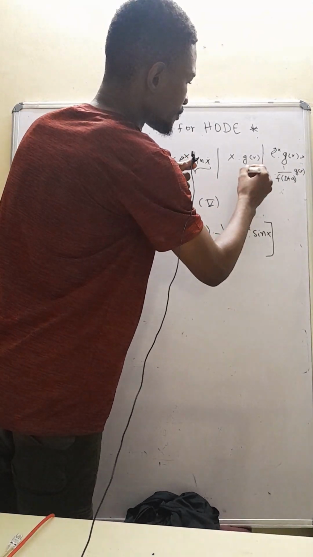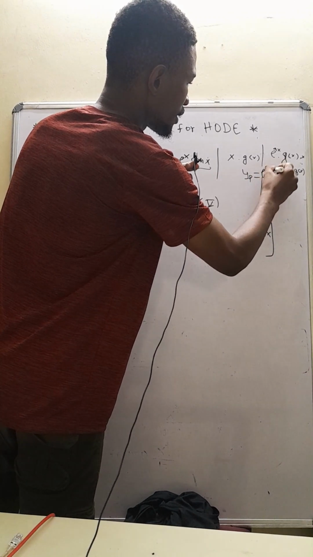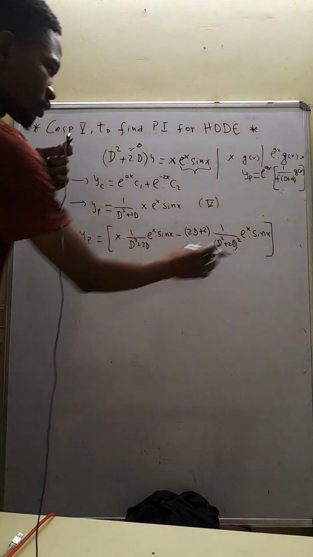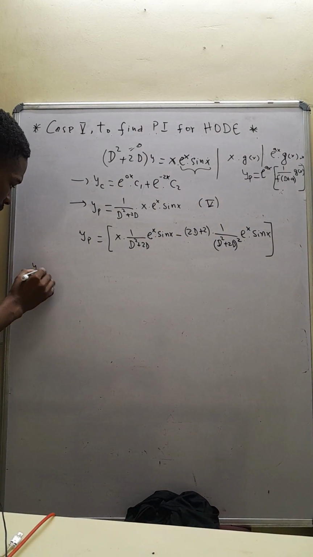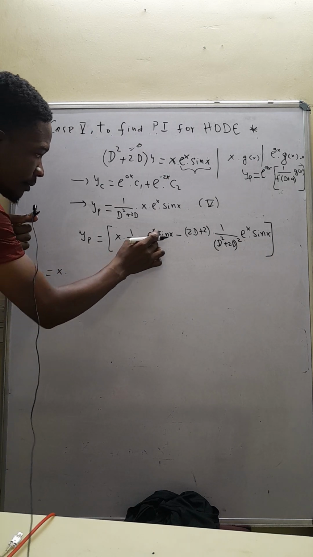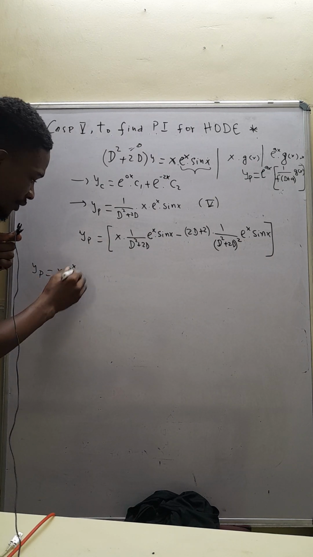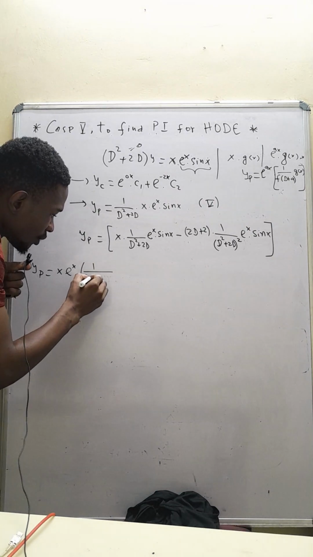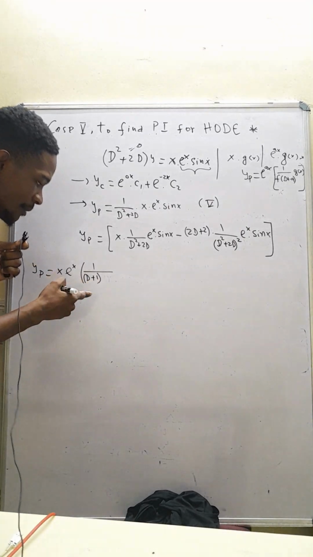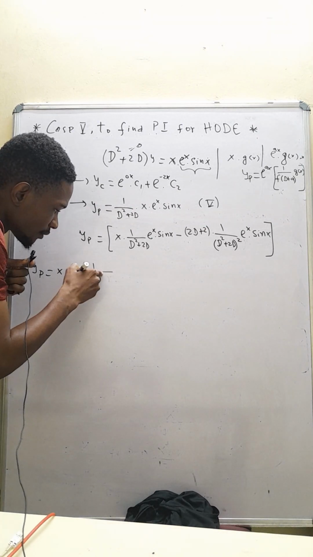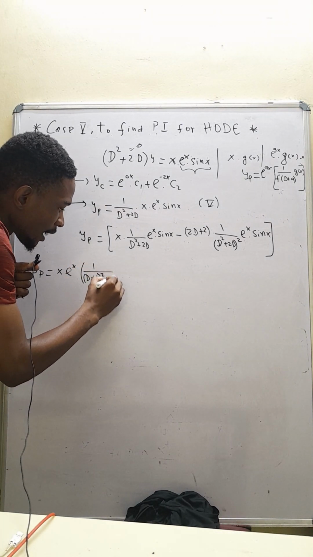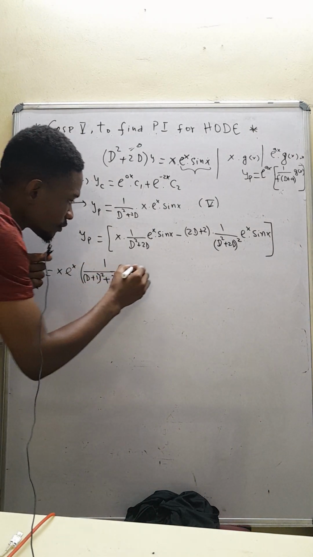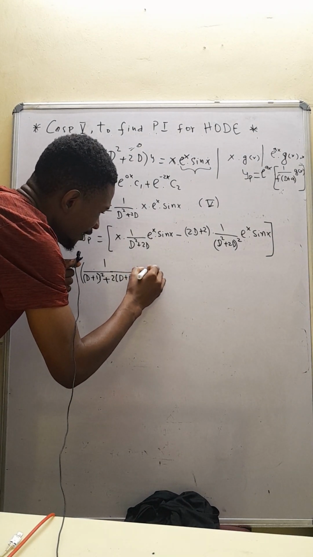Put Euler out of the problem. Put this guy out of the problem. This is what we are going to do here. So yp will be x times Euler, then it will be 1 upon, where you find d, you put d plus 1. Where is this 1 coming from? From here. Square, this will be d plus 1 square, plus 2d plus 1. This is all sine of x.